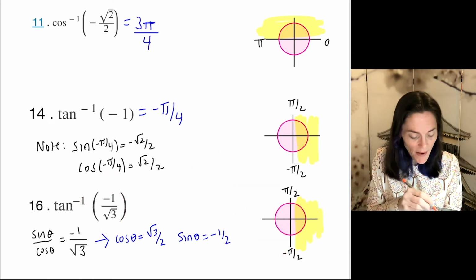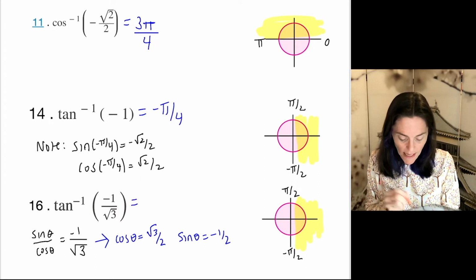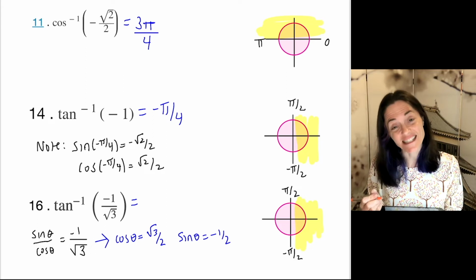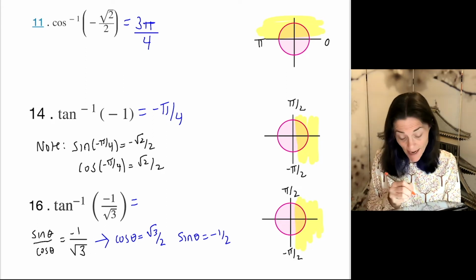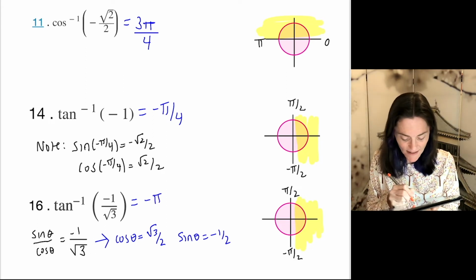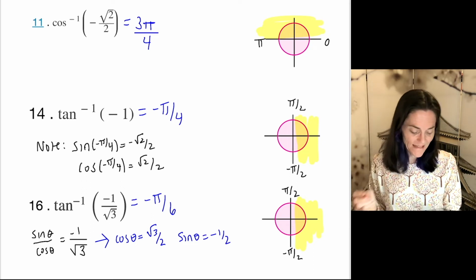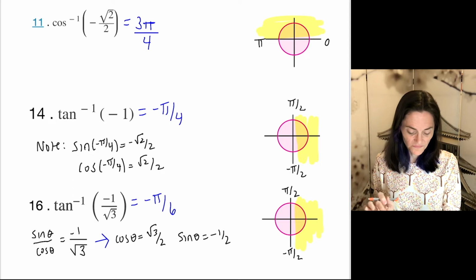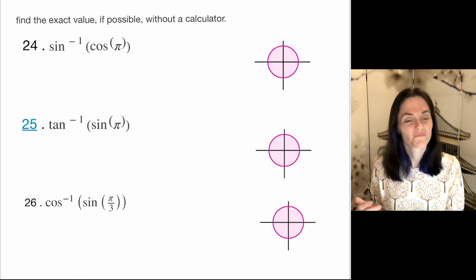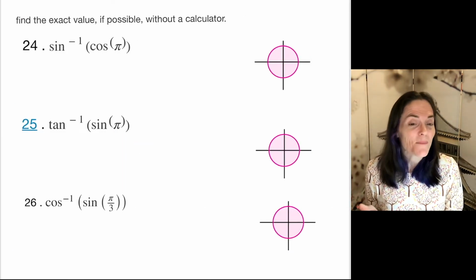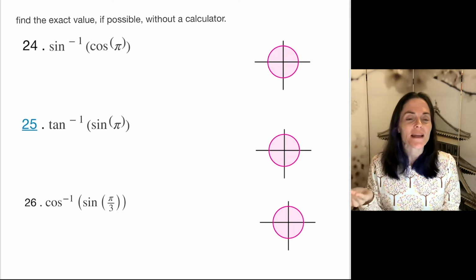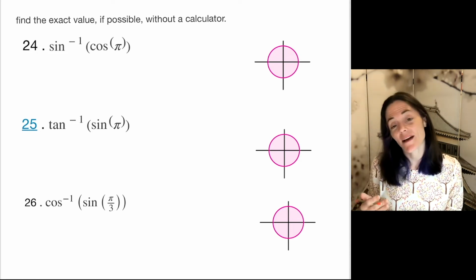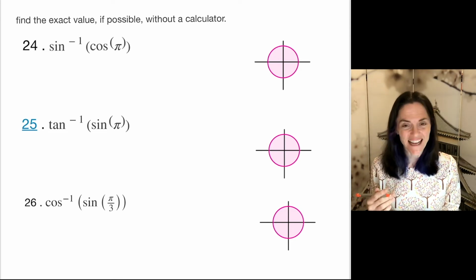So what does this say about the angle? Well, it says the reference angle will be pi over 6. And so we're looking for a negative pi over 6 here. So this is the answer to number 16. We have 3 more. This one, we have to evaluate a trig function and evaluate an inverse trig function. Find the exact value. Very nice.